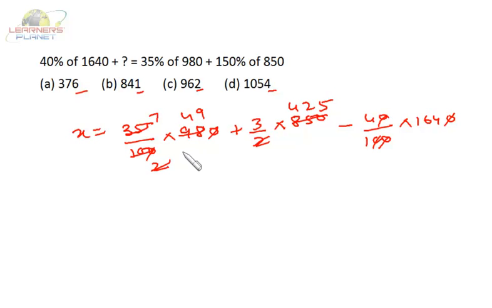Now let's calculate the unit digit of this particular expression. How do we find the unit digit? Just keep on multiplying the unit digits. So it's 7 into 9, 63, that means the unit digit is 3, plus 3 into 5, the unit digit will be 5, minus 4 into 4, 16, that means the unit digit will be 6. So it's 5 plus 3, 8, 8 minus 6, the unit digit of the answer must be 2 only, which is only there in this option. So just a small calculation we are doing over here and just getting the unit digit.